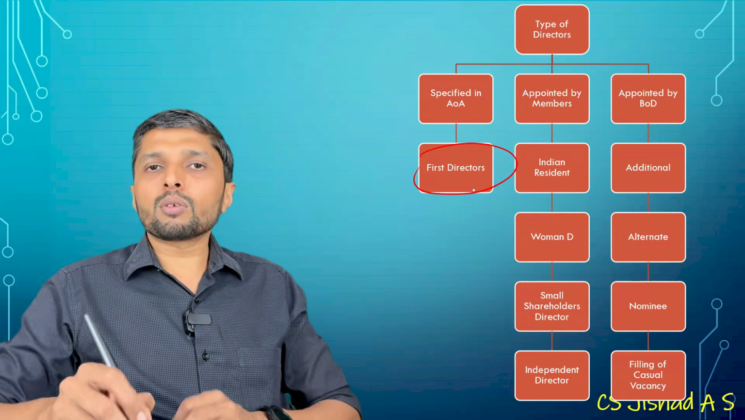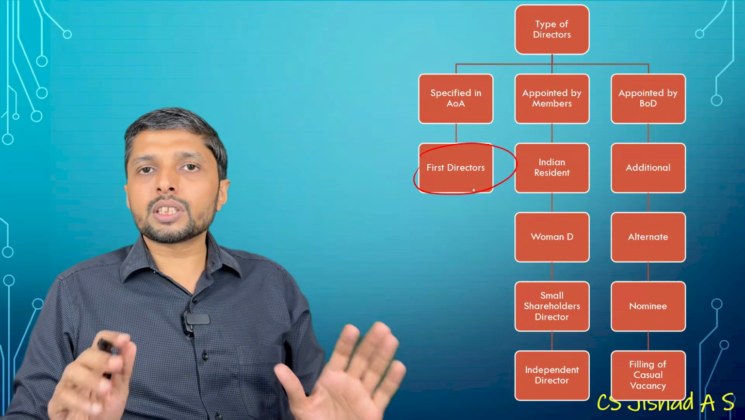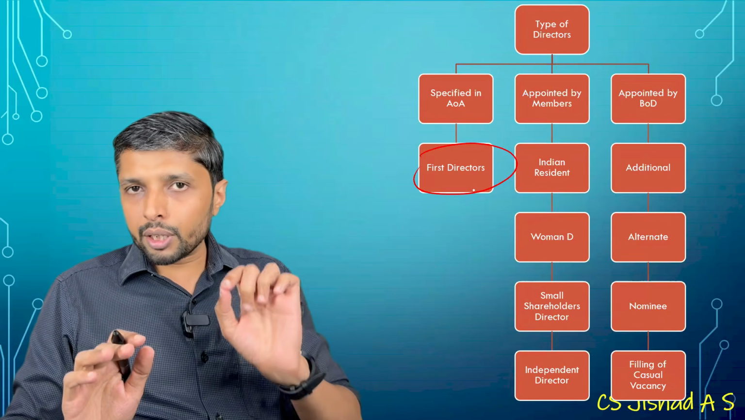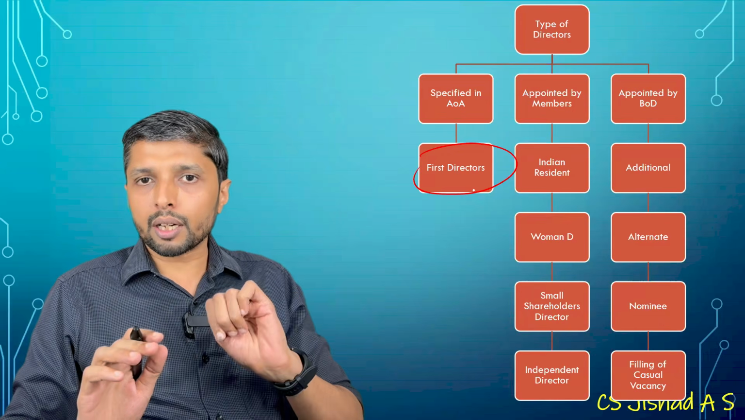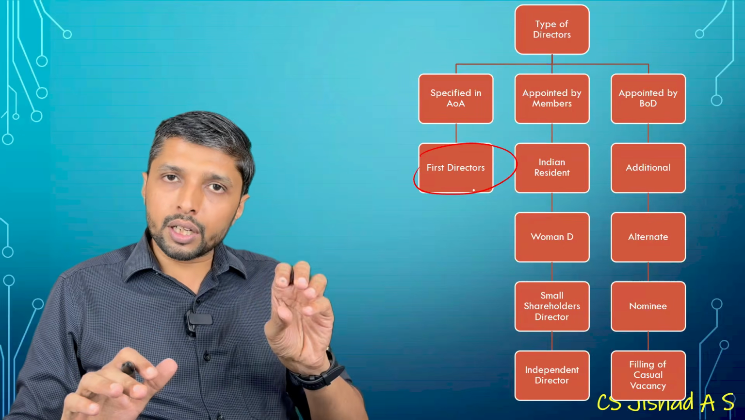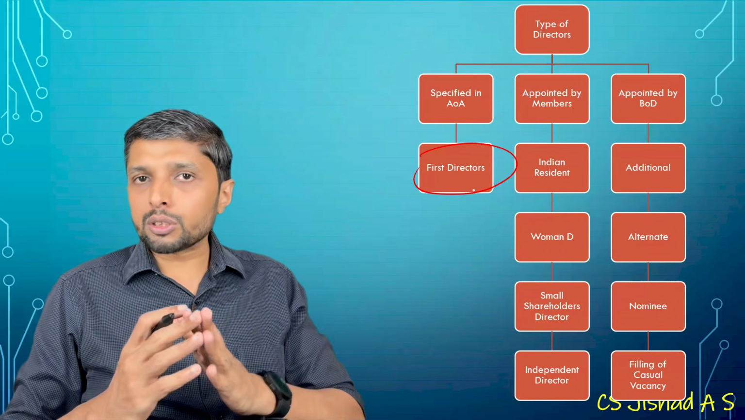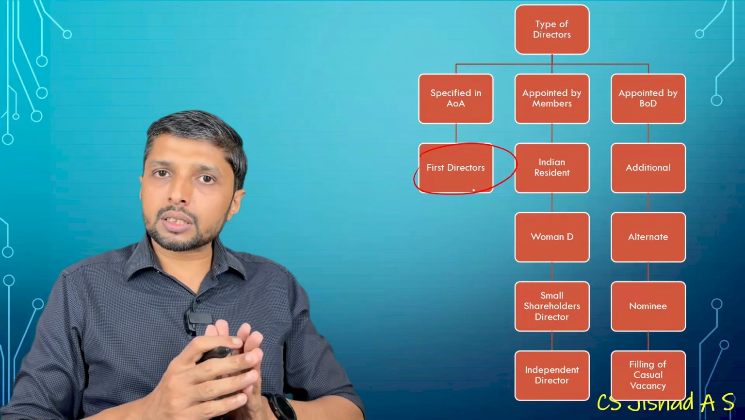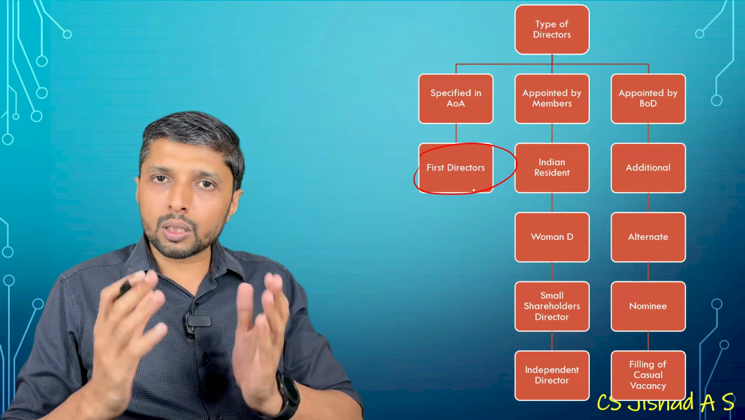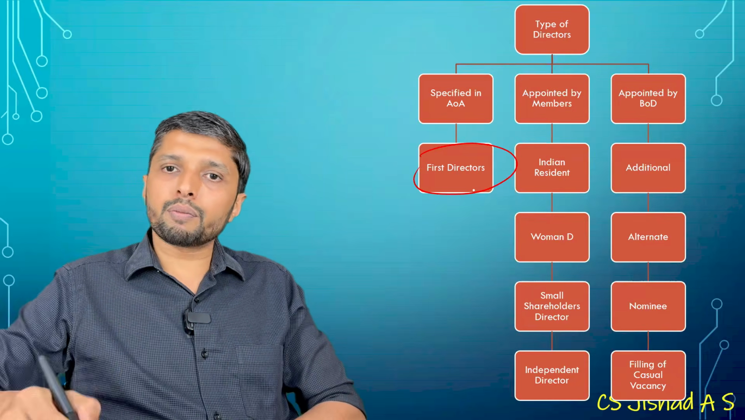So the first directors are specified in the articles of association. Regulation 60 is the regulation dealing with first directors. If regulation 60 is not applicable to a company, or if they have not appointed the first directors and regulation 60 is applicable, the first directors will be determined by a majority of subscribers. If regulation 60 is not applicable to that company, all the subscribers who are individuals shall be deemed to be the first directors.